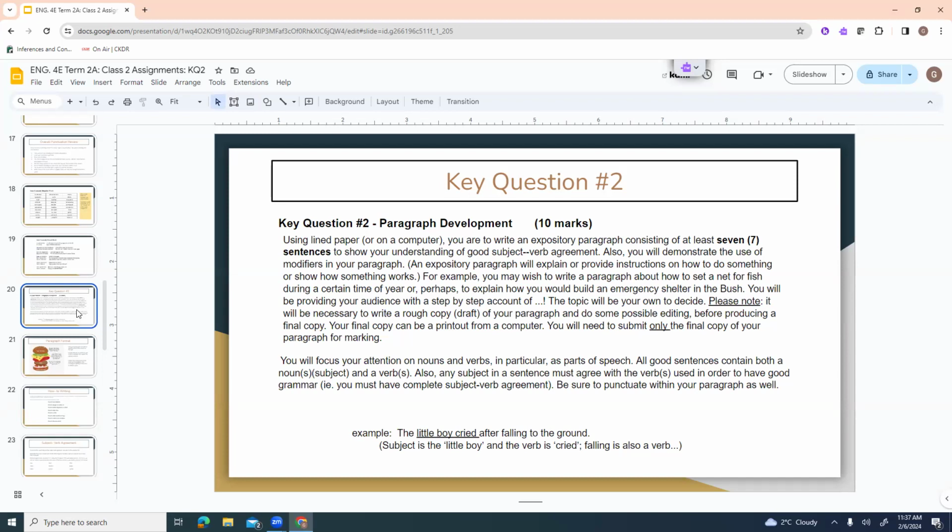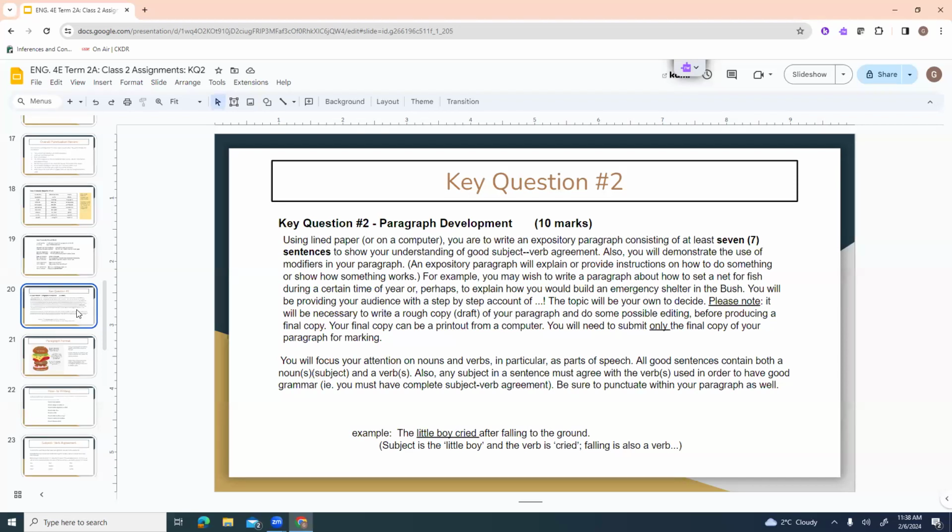For example, maybe you want to write a paragraph about how to set a net for fish during a certain time of year, or perhaps to explain how you want to build an emergency shelter in the bush, or even something like how to change a tire or how to change the oil in your car. You will be providing your audience with a step-by-step account of whatever topic you choose. It's your own to decide.